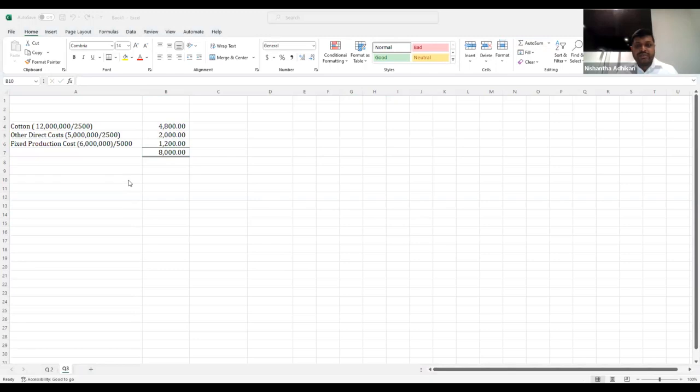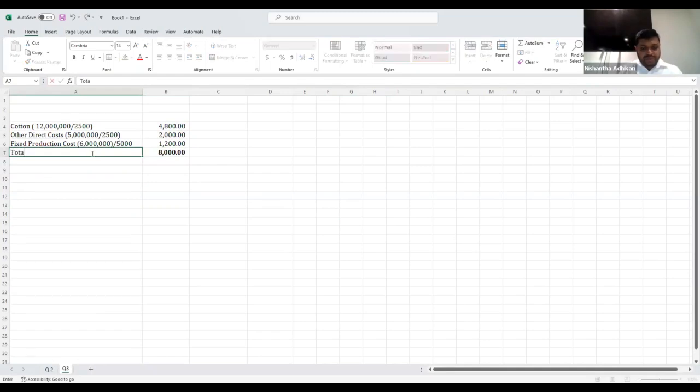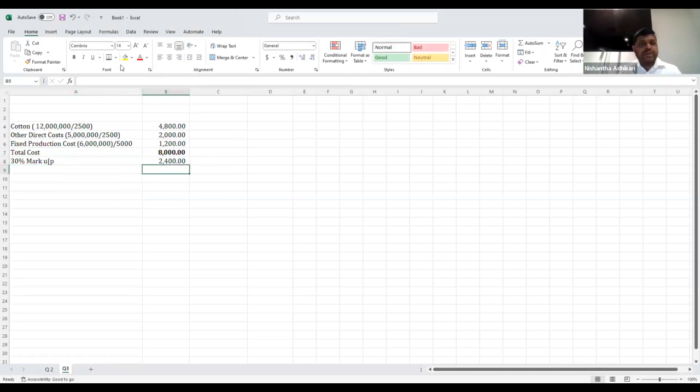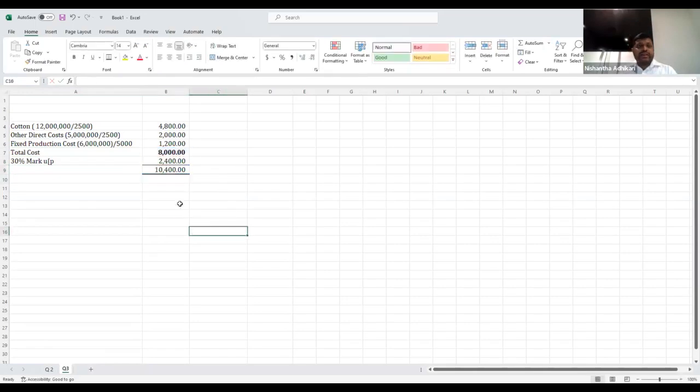Yes, they are asking for the current selling price. This is the current total cost. The total cost is 8,000. You have a 30% markup, so 8,000 into 30% is 2,400. Your selling price will be 10,400.